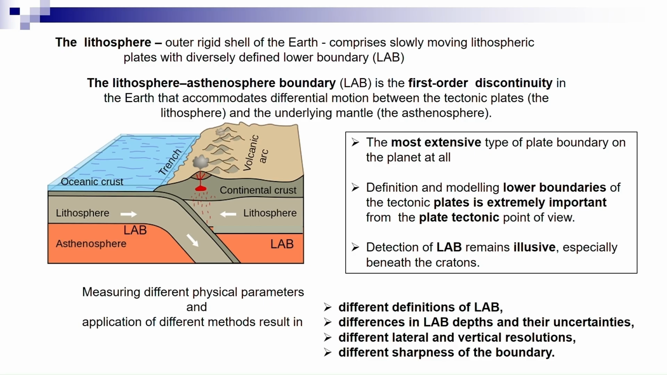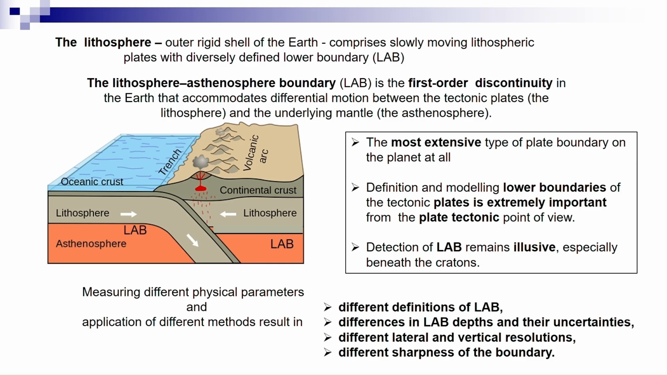The lithosphere is the outer rigid shell of the Earth, which comprises slowly moving lithospheric plates with diversely defined lower boundary. The Lithosphere-Asthenosphere Boundary, LAB, is the first-order discontinuity in the Earth that accommodates differential motion between the tectonic plates, the lithosphere, and the underlying upper mantle, the asthenosphere. The LAB is the most extensive type of plate boundary on the Earth.